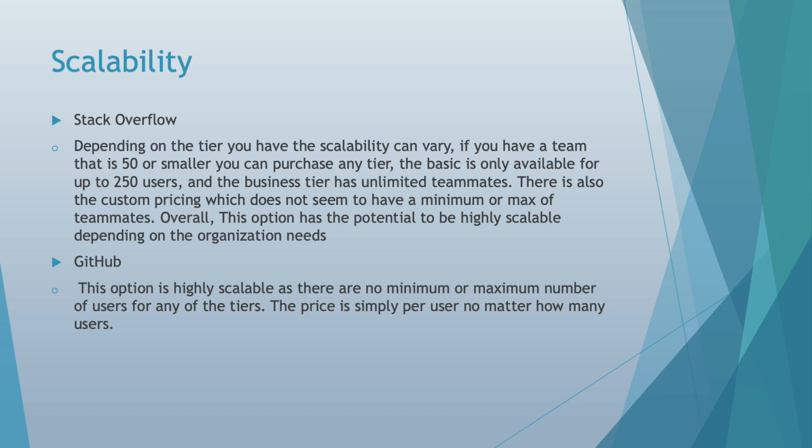The same goes for the basic. The basic's maximum team member count is 250. So if your company has more than 250 users, then you cannot use the basic version as well. The upside to this is that it does have the customized version where you will work with someone from Stack Overflow, where you can choose which features you want, and you can choose the amount of team members on that plan as well. GitHub is a lot more highly scalable, meaning there is no maximum or minimum number of users for any of the tiers. The price is simply per user, no matter how many users it is.